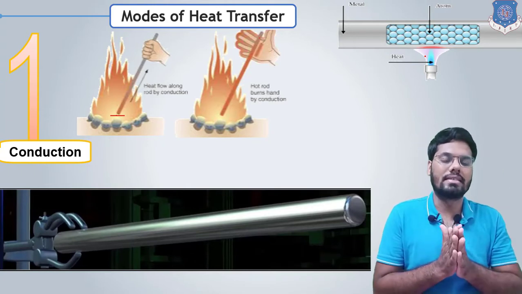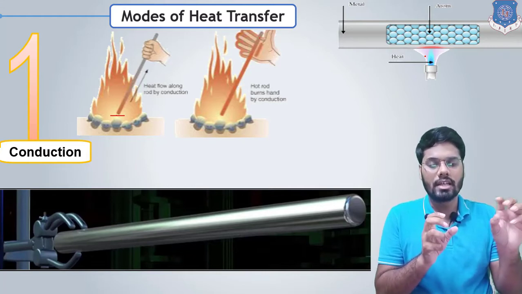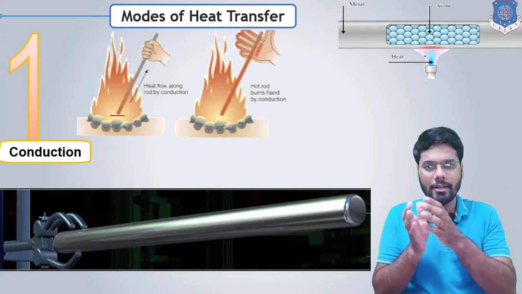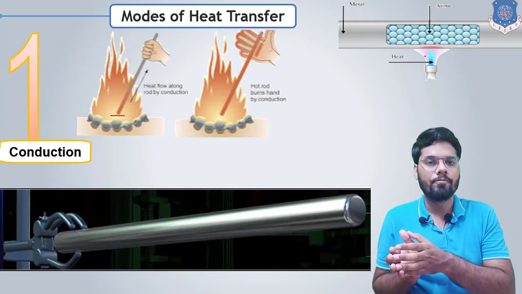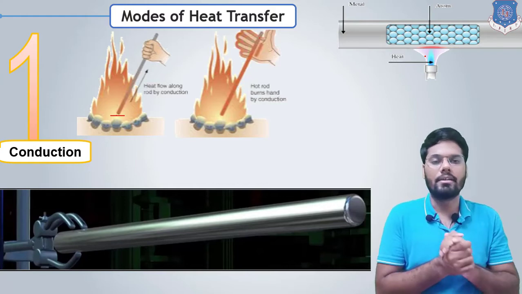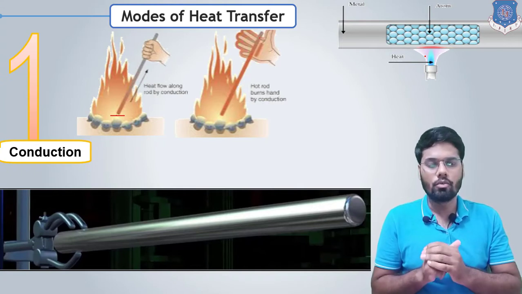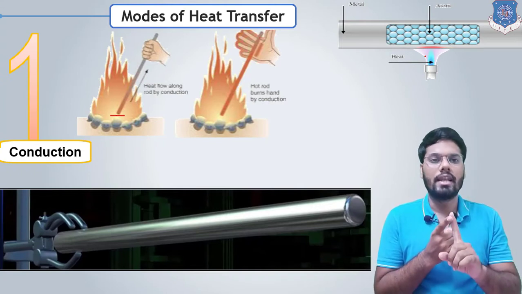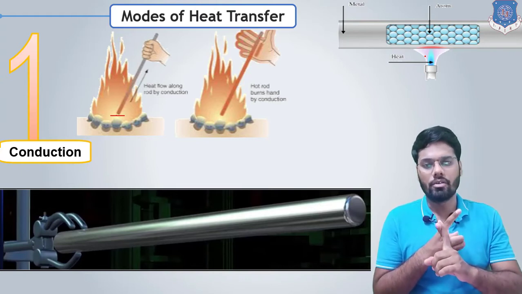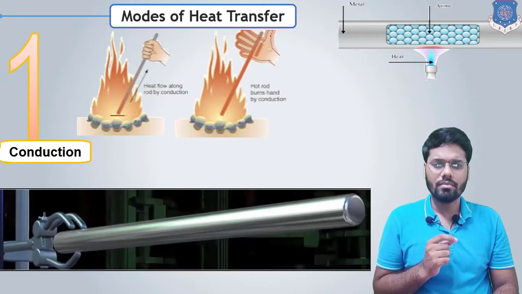Second, the free electrons which are traveling within the metal rod also take heat from the higher energetic particle and give this heat to the less energetic particle. So there are two phenomena responsible for the conduction mode of heat transfer. First one is the lattice vibration of the molecules, and the second one is the free electrons. So let's understand these phenomena with this video.